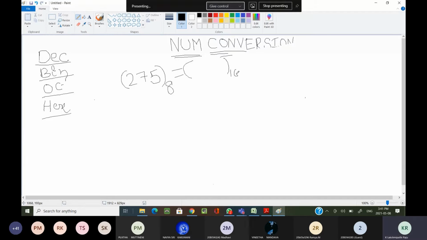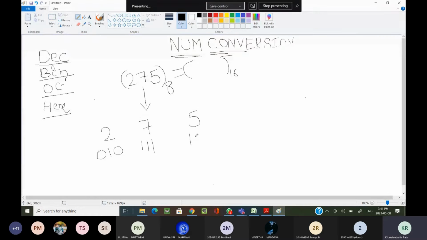I already told you there is no direct procedure. The simplest procedure: first, we have to convert this into binary. Whenever I am converting this into binary, I have to write individual digits separately, 275, and write a 3-bit representation of each digit. Why? Because whenever you are converting octal into binary, you need to consider a 3-bit representation.